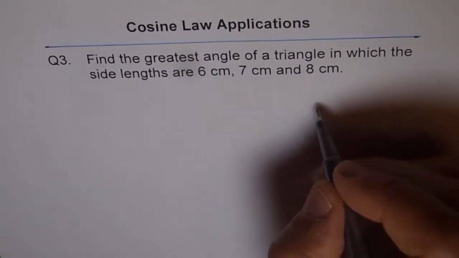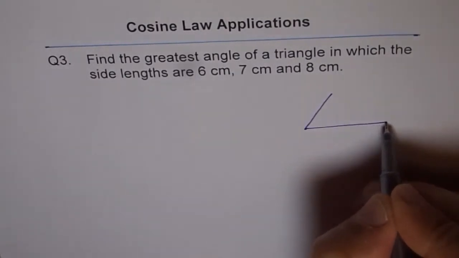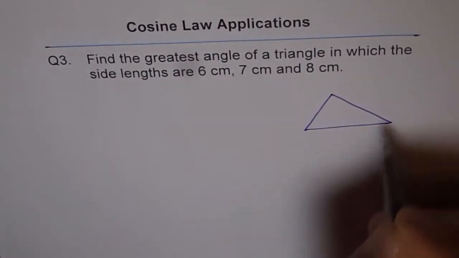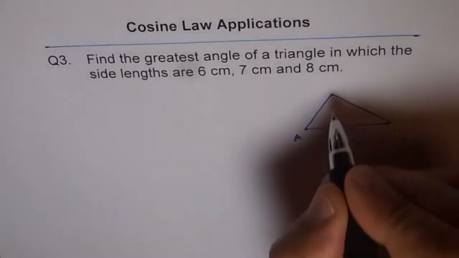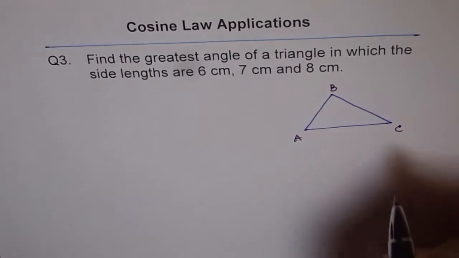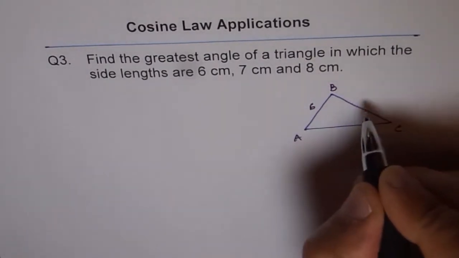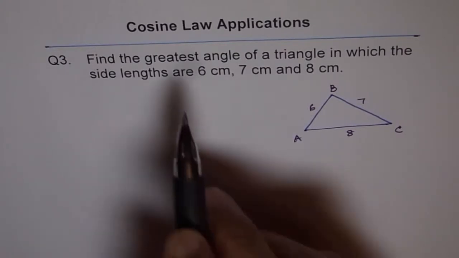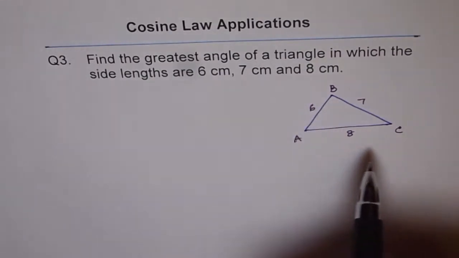Okay, let's make one triangle which has different sides. Let us say this is our triangle. Now let's label this as A, B and C. And the sides given to us are 6, 7 and 8. Let's say this is 6, this is 7 and this is 8. Now that is our triangle and we need to figure out the greatest angle of the triangle in which the side lengths are given to us, right?